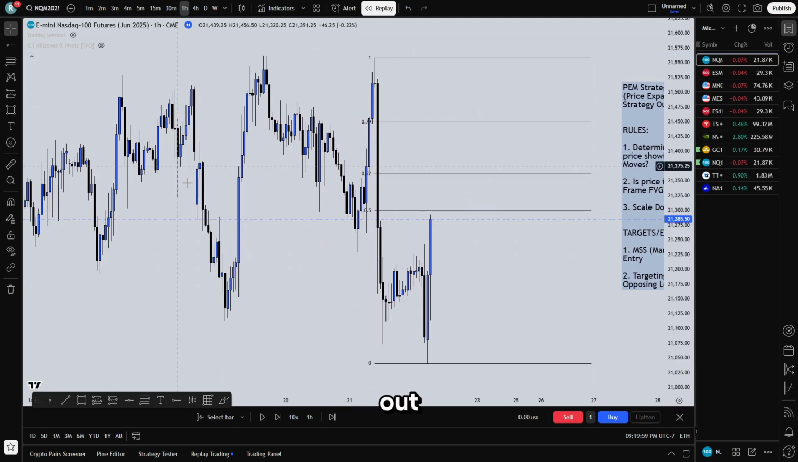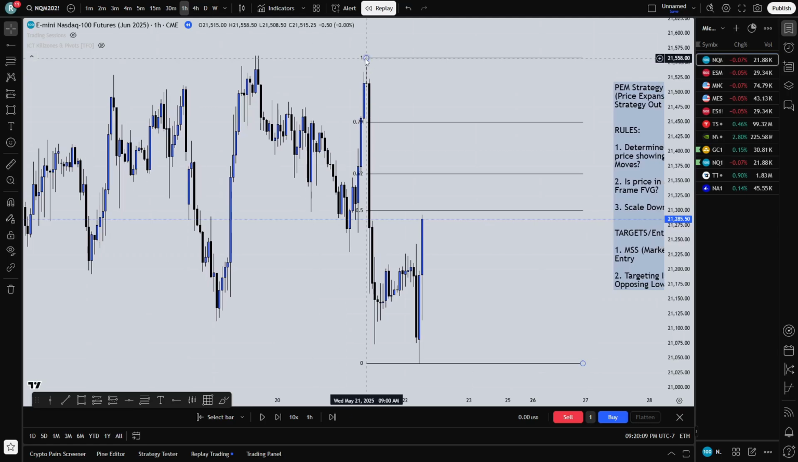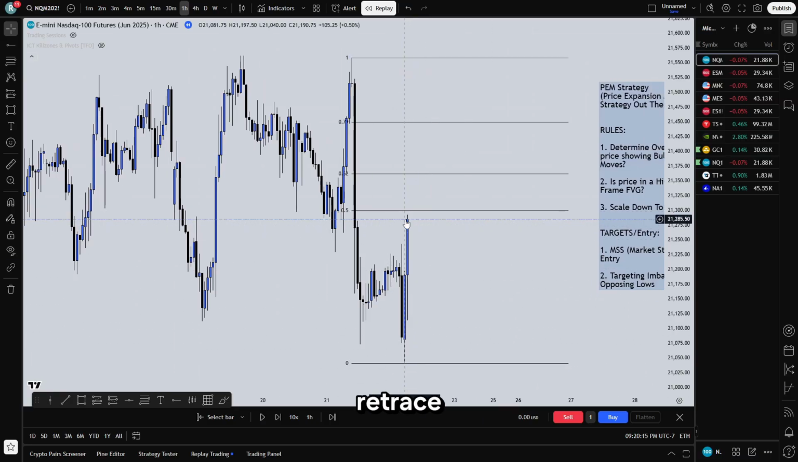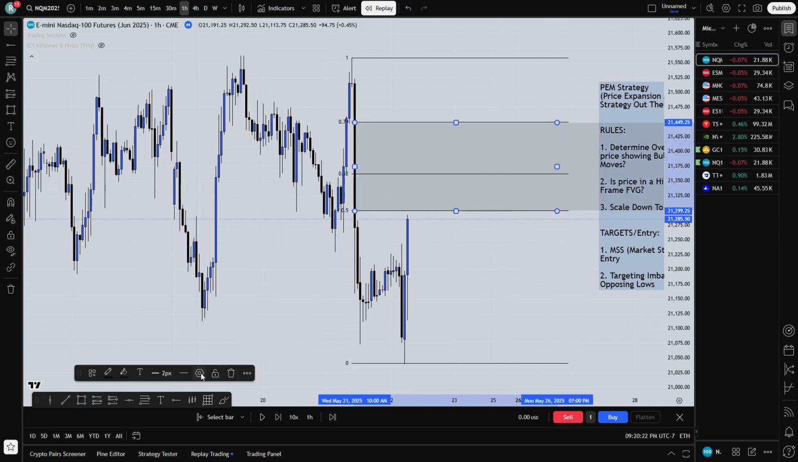As you can see, it's fading out, really consolidating here. Price came up, took out all these small liquidities here. Again, it came down and created this crazy price leg here. So I want to see price retrace somewhat into this zone here, the 0.71 mark and the 0.5 mark here.